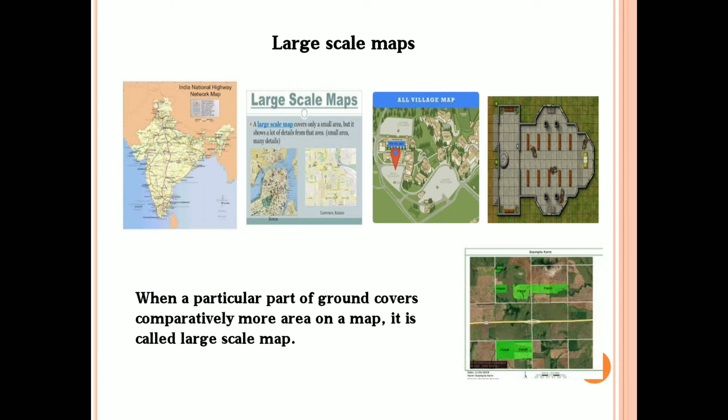Fourth type is large scale maps. When a particular part of ground covers comparatively more area on a map, it is called large scale map. A map having a numerical scale of 1 is to 10,000 or less than it is called large scale map. Maps of villages, church, agriculture fields, etc. are the large scale maps.